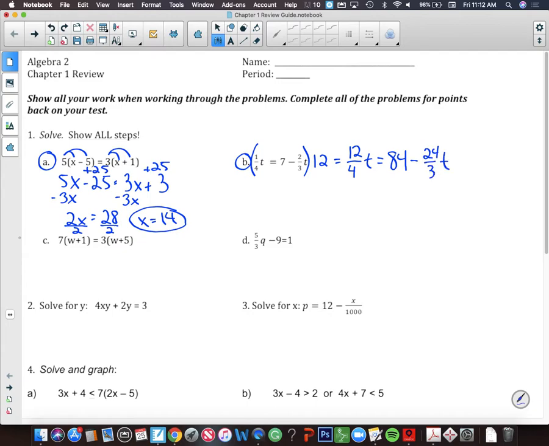So 12 divided by 4 is, I'll make that arrow a little bit different so you can see that I'm going from one step to the other. 12 divided by 4 is 3t equals 84, and then 24 divided by 3, that's an 8, so minus 8t. So we got to move the t's to the left again, or the variables to the left. So we want to add 8t, gives me 11t over here, and I have 84 on the right. Divide by 11, and you get t equals 84 over 11. Kind of an ugly fraction, but that's the way it works out. Okay? Down here for number 2 and 3, we'll work through both of those.